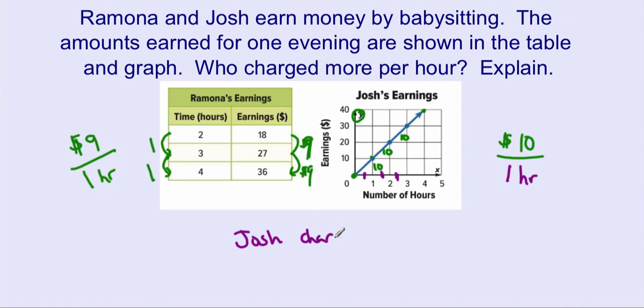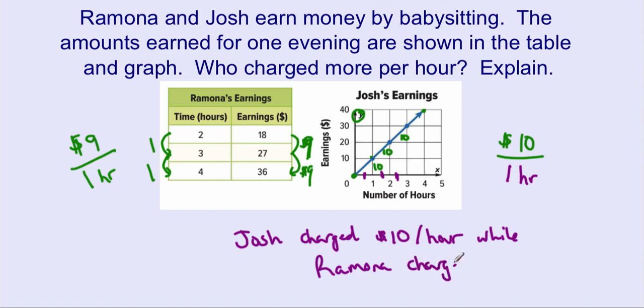Josh charged $10 an hour, while Ramona charged $9 an hour. So we know that Josh charged more per hour. But explaining it tells somebody that you actually know what this constant rate of change means and what it's actually measuring. How does it apply to the problem that we were working on? All right, we're all done.